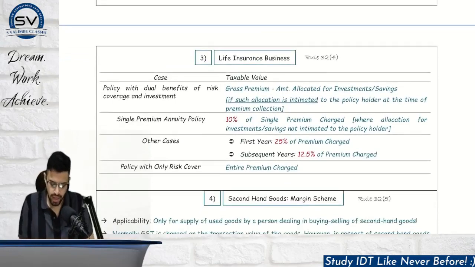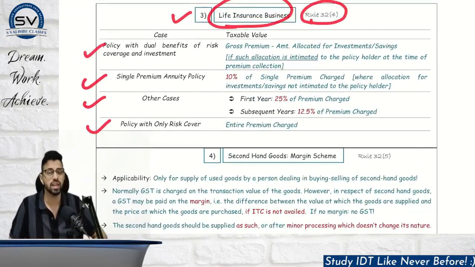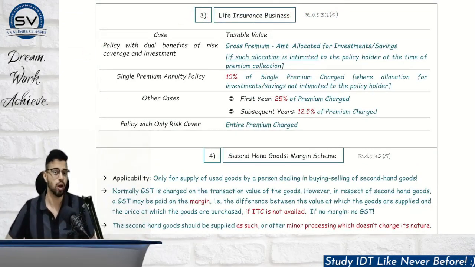Okay, let's proceed ahead. Life insurance business is the third notified, rule number 32, subrule 4. Let's take 4 cases. 4 cases are covered. These are very, very logical in terms of how you need to calculate the value of supply. Let's see.